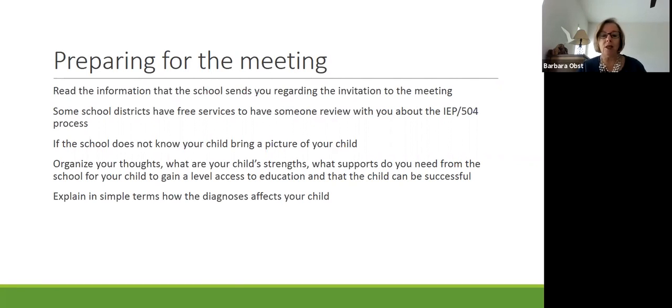And it does help. I always say it really is important to have the school nurse. You want to make sure that it is an RN that is coming to the meeting, but you want to have the school nurse there to explain in simple terms how the diagnosis affects your child. And that is really, really key.